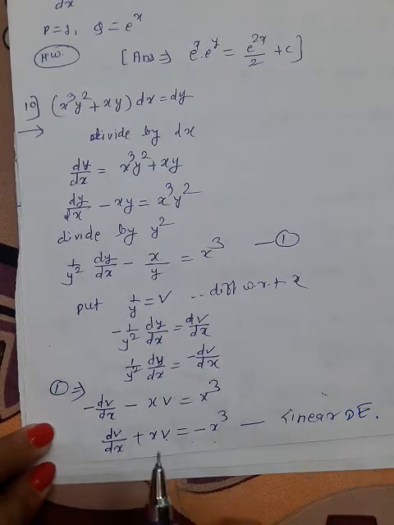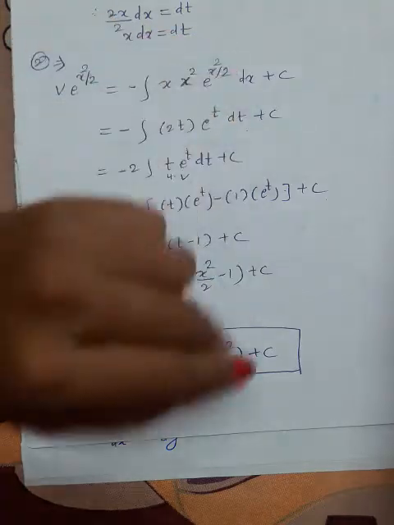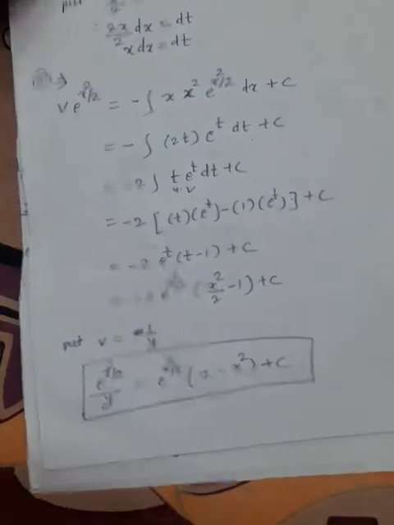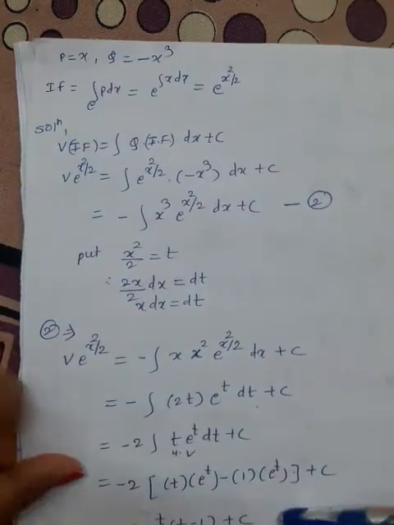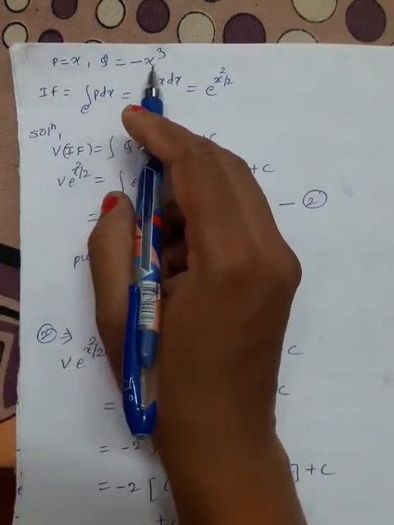Instead of y, there is only v. This is p, this is q. Okay, and therefore, let us solve this equation because integration is different. P is equal to x, q is equal to RHS side minus x cube.